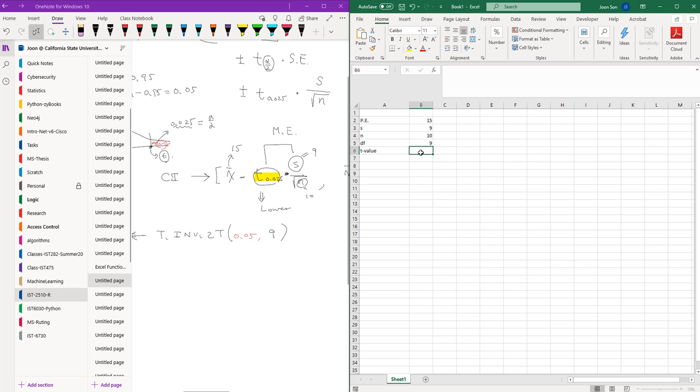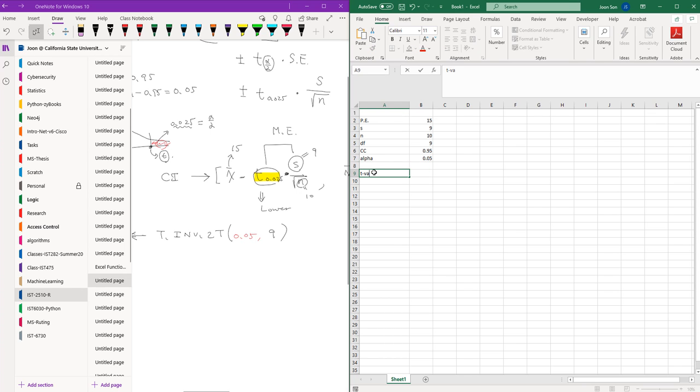Actually, before we use the t value, I think it's better to start with the confidence coefficient, which we know is equal to 0.95. And then the level of significance, which is alpha, is equal to 1 minus the confidence coefficient, which is 0.05.